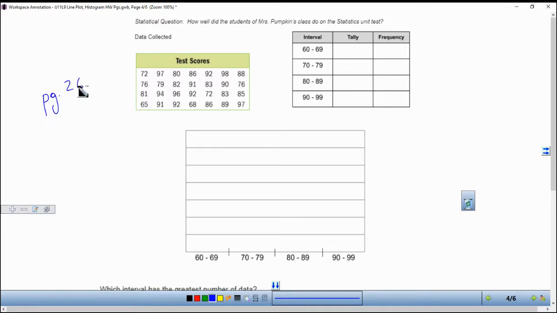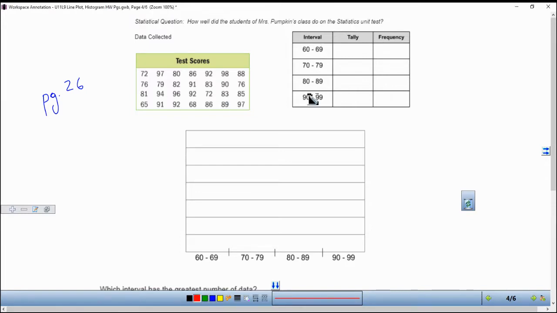26. Okay. What we're going to do is make a histogram. We're going to talk about it and what it means. First thing we're going to do is check out the question. It says, how well did the students of Mrs. Pumpkin's class do on the statistics unit test? So here are the scores that all 28 students got on the statistics unit test. So what we're going to do is we're going to use those scores to create a histogram.